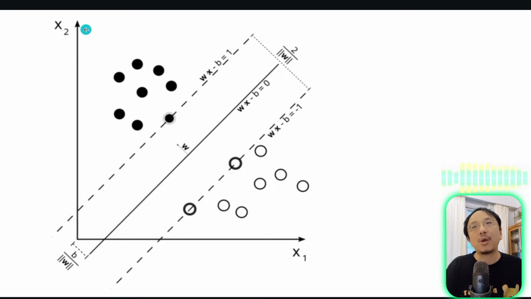In this case, our feature has 2 dimensions, kind of like logistic regression and linear regression. The situation is the same. We feed all the features into this linear formula, and we get a value, wx minus b. Our goal is to make all of these black samples, if we plug them into this equation, have a value greater or equal to 1. And for all the white samples, the value should be less or equal to -1.